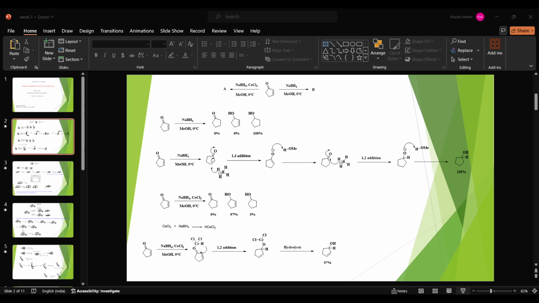Yeah, what will happen in these cases? We have that sodium borohydride. Maybe you know a little about sodium borohydride. What kind of reagent is sodium borohydride? Yeah, a reducing agent. Generally, it will reduce which kind of functional group?